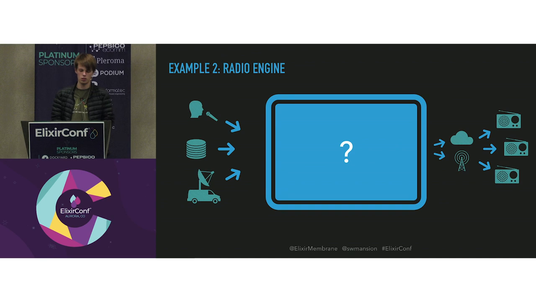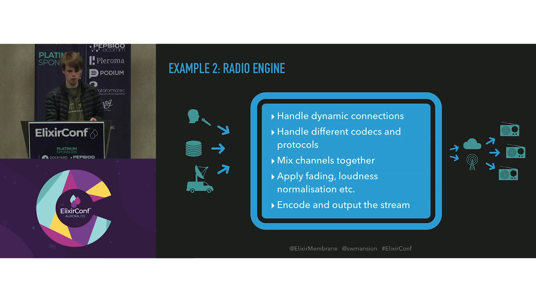What should we actually do to achieve this goal? We need to create an app that also handles dynamic connections, but not from clients, but from different audio sources. It also has to handle different codecs and protocols, because depending on the audio source that is connecting, a different protocol will be used. For example, it will be handled differently when you just read the data from storage, differently when you have a live stream from some remote source, and differently when you have just a microphone connected.